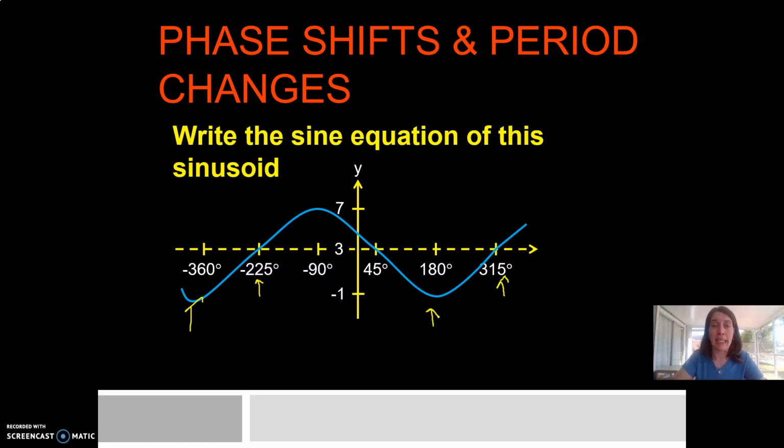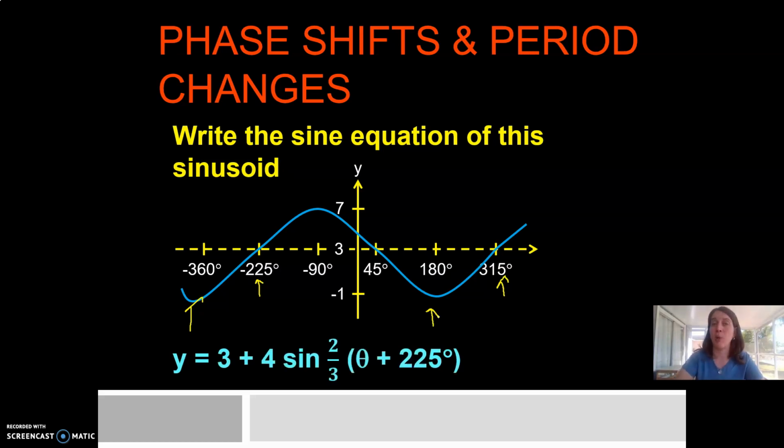The last thing that I need to pick out for the sine graph is the phase angle or the shift. Now remember, for the sine graph, we're looking for the angle closest to the middle where it heads up through the dotted line. There are two angles on this picture where I see it headed up through the dotted line. One is at negative 225, one is at positive 315. Which one is closer? Negative 225.